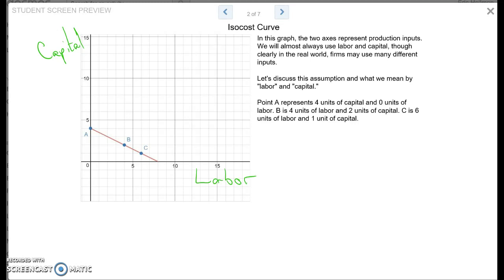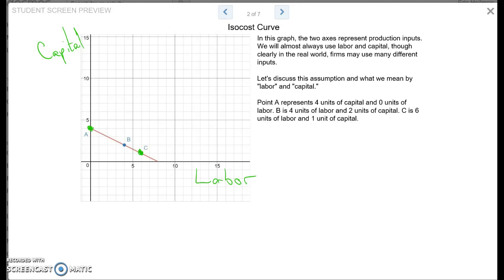On this graph that we're looking at on the screen, labor is on the horizontal axis and capital is on the vertical. Labor might be measured in number of hours you have employees on the clock or something like that. So point A would represent, right here, that you employ 4 units of capital to produce at that combination. So point A represents you employ no labor and 4 units of capital.